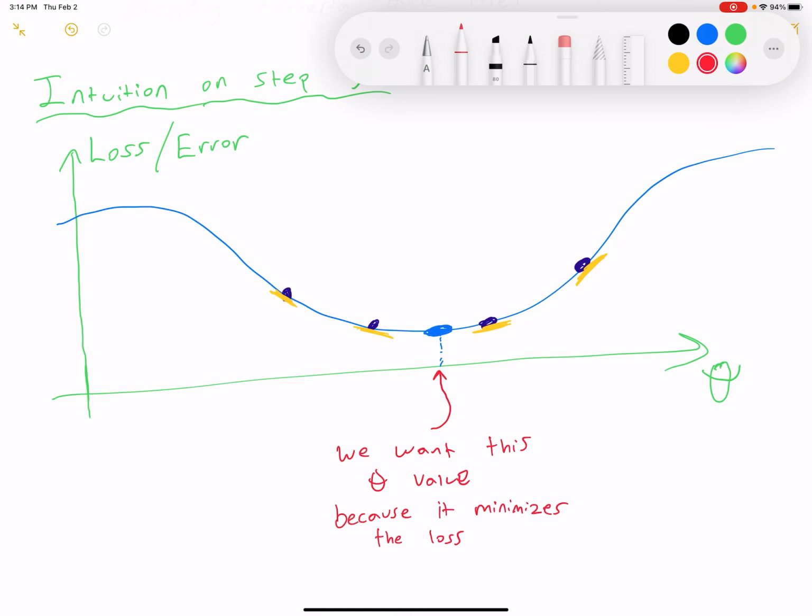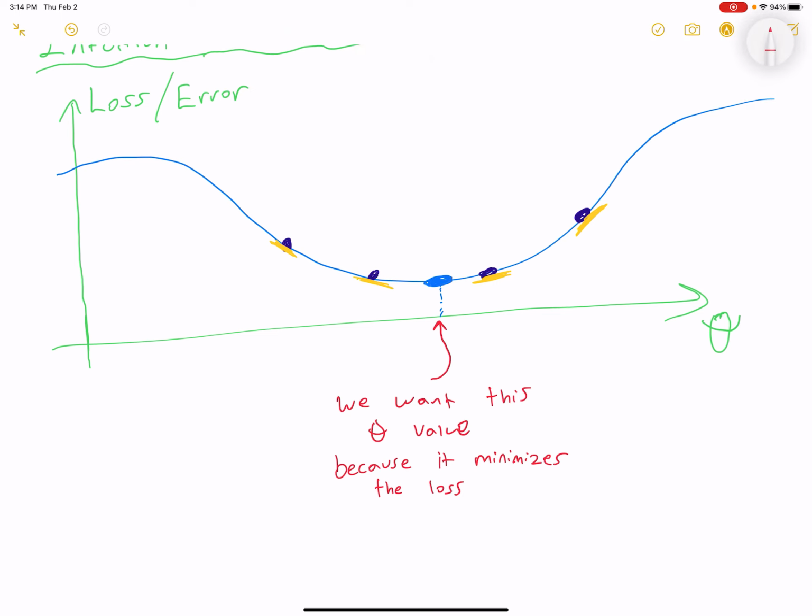So in particular, if we look at this case here on the right, this is a situation where we have a large positive slope of the tangent line. Here we have a small positive slope.